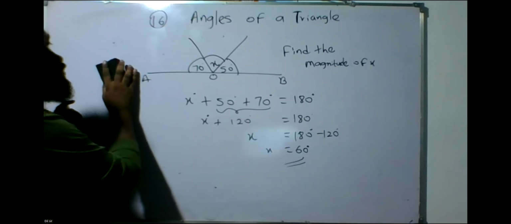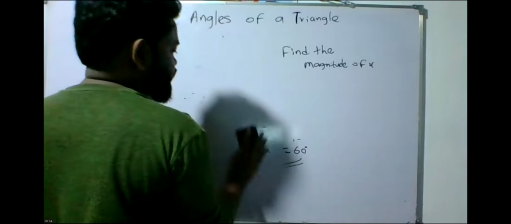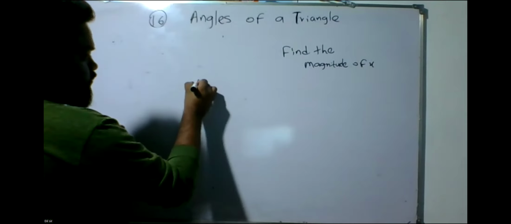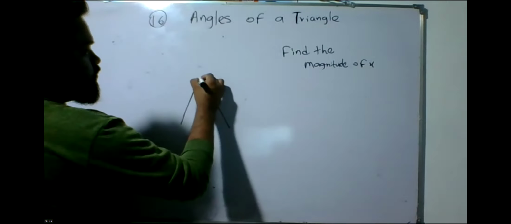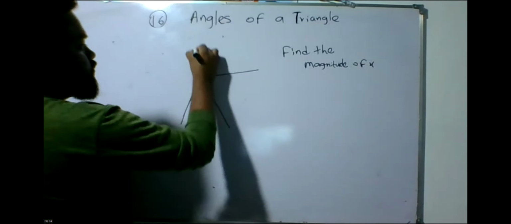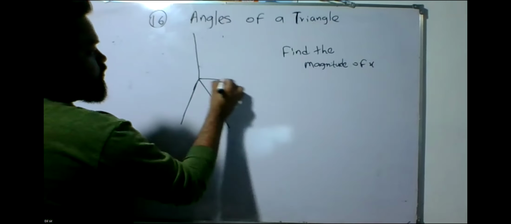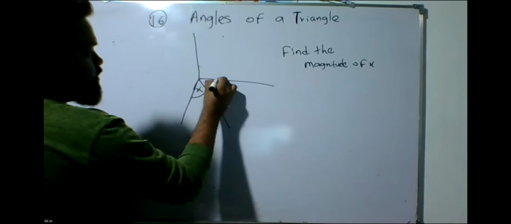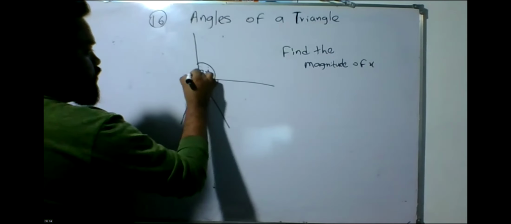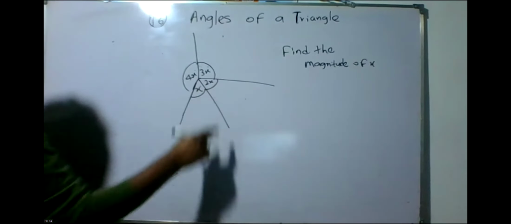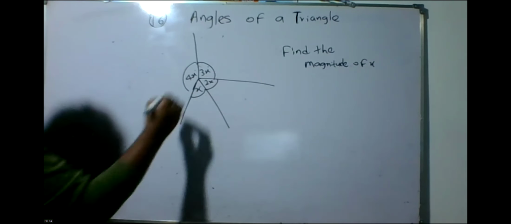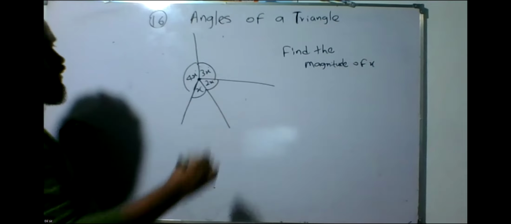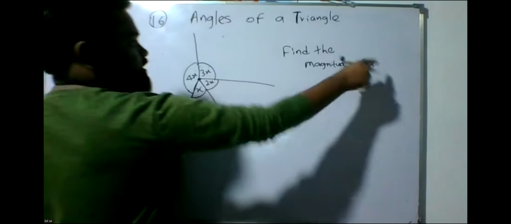Right. Second one. x, 2x, 3x, 4x. These four angles are located around this point. Find the magnitude of x. Same question.